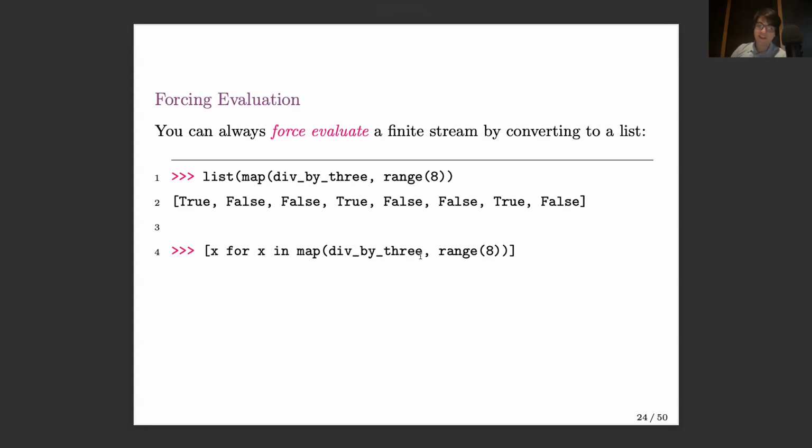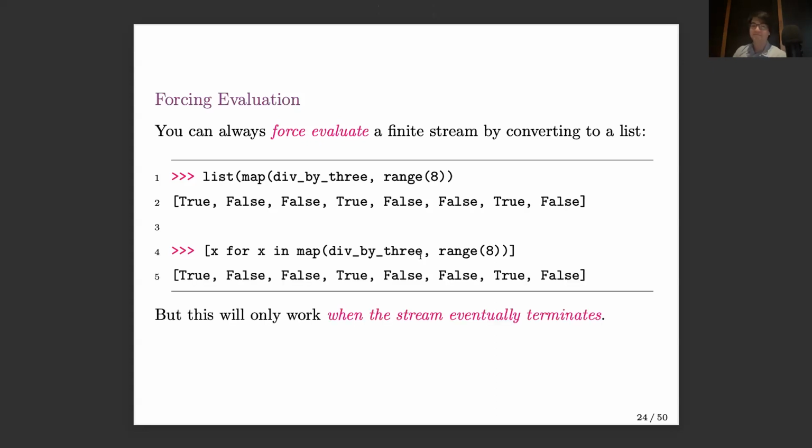I can also say something like this to force the evaluation. I can use a list comprehension. So I can say x for x in this map, right? Spin up this list, and that's going to work as well, okay? But again, this is only going to work under the condition that your stream is finite, right? If the stream is infinite, that is, it doesn't provide a stop iteration condition, you're just going to get infinite loops. And worse than just an infinite loop, you're going to have an infinite loop that's slowly going to occupy all of your memory.